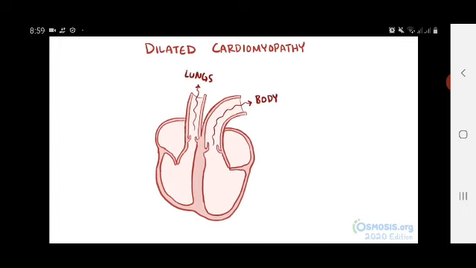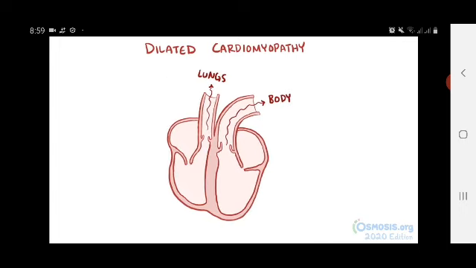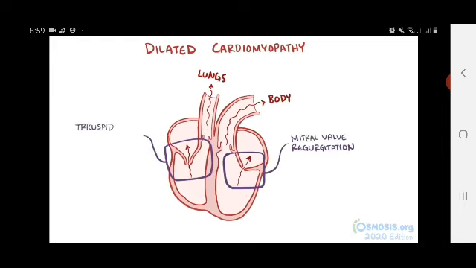Also, when the chambers get larger, they tend to stretch out the valves that separate the atria and the ventricles. When stretched, the valves can't close all the way, so they start to regurgitate blood back into the atria, called mitral valve regurgitation on the left side and tricuspid valve regurgitation on the right, the former of which might be heard on auscultation as a hollow systolic murmur, meaning that it happens throughout systole.